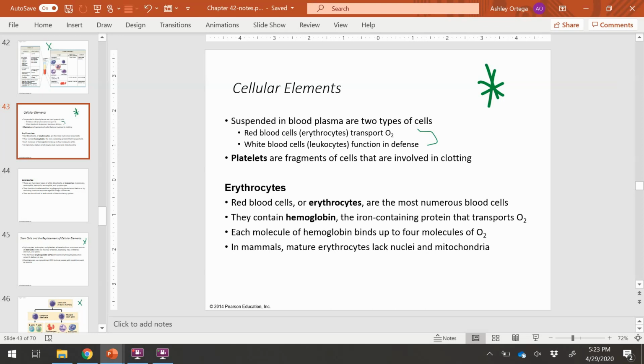For mammals, mature red blood cells will lack nuclei and mitochondria. During development, the red blood cell will start out with those things, and they will undergo a loss of the nuclei and mitochondria in order to make more room for hemoglobin.